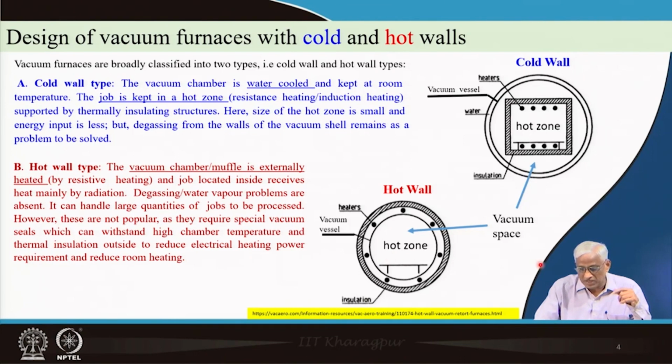There are basically two types of furnaces, hot wall type of furnace and cold wall type of furnace. Cold wall is more popular. Let us see why. In hot wall furnaces, there is a big vacuum chamber. I am not showing inside jobs etc. With respect to the wall I am talking, and these dots are heaters distributed uniformly, and the entire chamber gets hot. That hot chamber will radiate to the job, that way you get heating, and that is how it looks like a vacuum furnace.